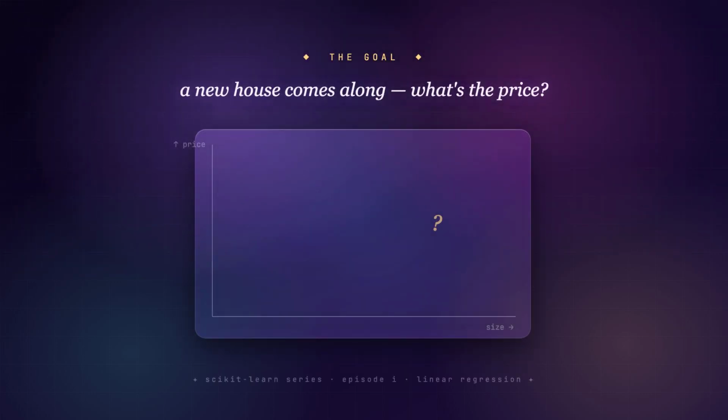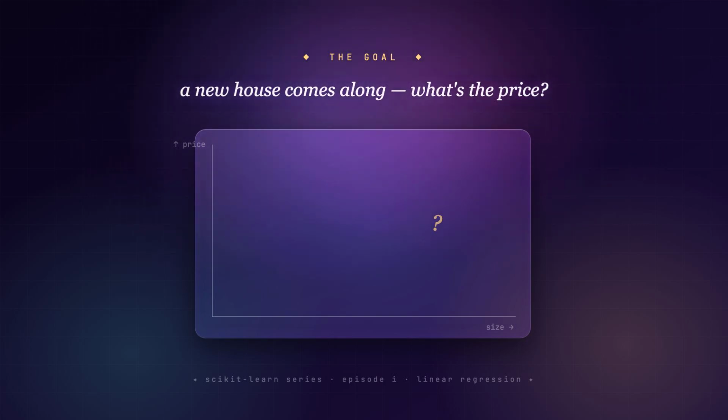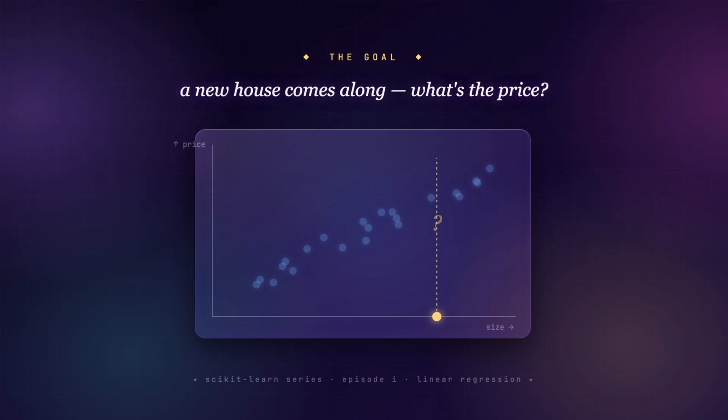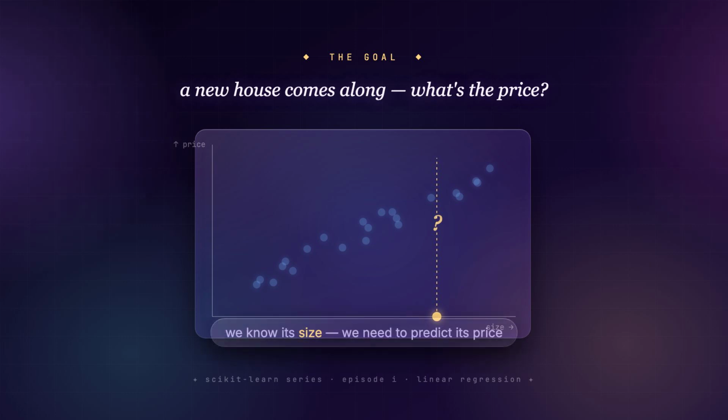Now a brand new house comes on the market. We know how big it is, but we have no idea what it should sell for. And that, predicting the price, is exactly the problem we want to solve. If only we had some simple rule that turned a size into a price.